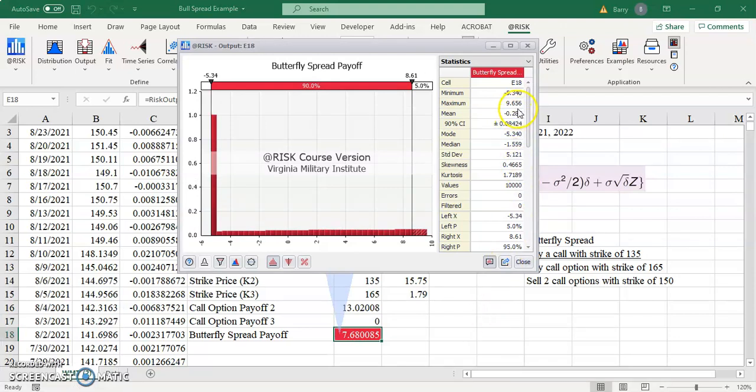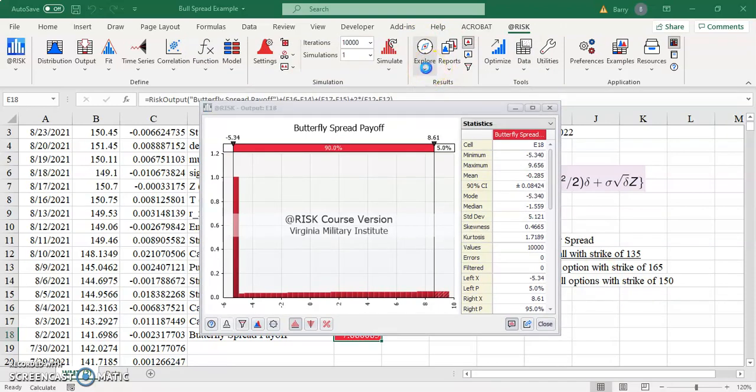All right, so we see that the mean is a relatively small negative number here for the butterfly spread payoff. But really what we're doing is we're locking in a payoff if the stock price stays close to its current value, because that value is close to the strike price of the option that we're selling, which is 150. So let's see how that works with a graph.